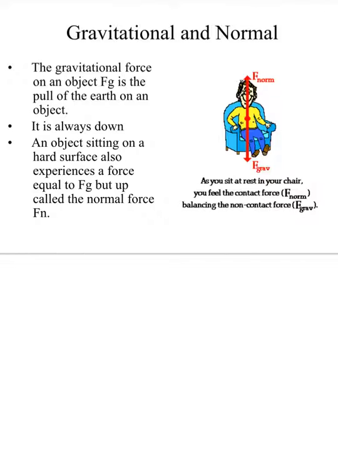The gravitational force on an object, or F little g, is the pull of Earth on an object. It's always down. An object sitting on a hard surface doesn't fall through the ground because you always have a force equal to the force of gravity, but up. We call that the normal force, or Fn. As you can see in the diagram, you have the force of gravity down and the normal force up, they balance each other out, which is why you're not falling through the ground right now.